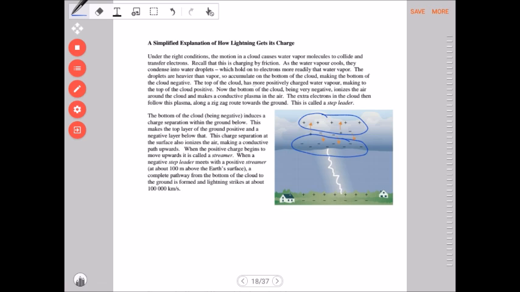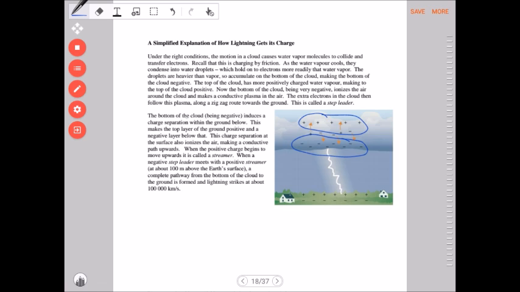The top of the cloud has more positively charged water vapor, making the top of the cloud positive. Now, the bottom of the cloud, being very negative, ionizes the air around the cloud, making a conductive plasma in the air. The extra electrons in the cloud follow this plasma along a zigzag route towards the ground. This is called a step leader. Not a ladder, a step leader.